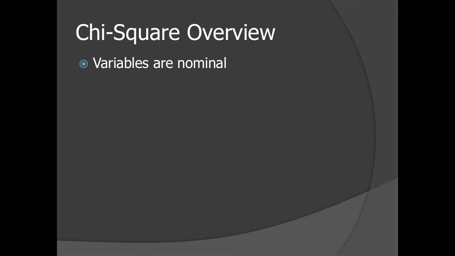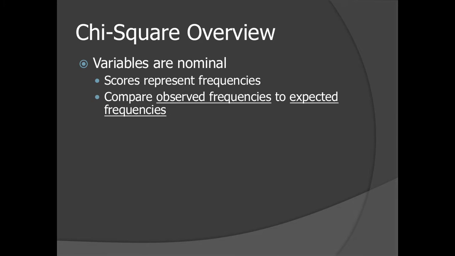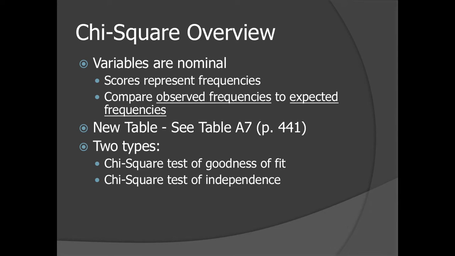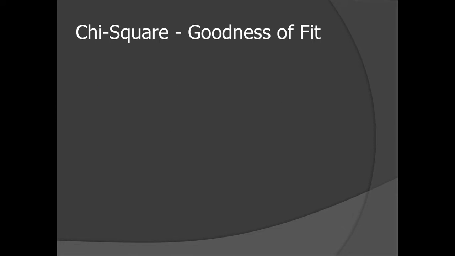So a chi-square test is used when your variables are nominal and your scores are representing frequencies. So what you do in this test is compare observed frequencies to expected frequencies. And we'll get to what that actually means. So just as you had tables to look at critical z values and critical t values, there's now a new table to look at critical chi-squared values. In your book, this is table A7 on page 441. There are 2 types of chi-square tests, the chi-square test of goodness of fit and the chi-square test of independence. We're only going to worry about the chi-square test of goodness of fit right now.